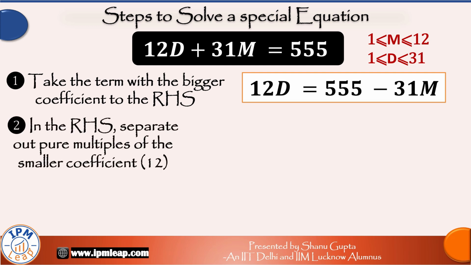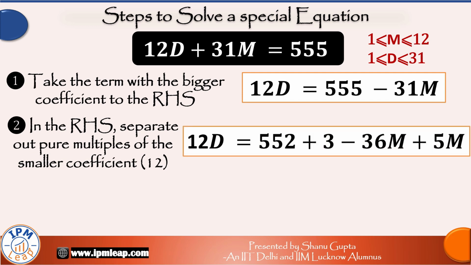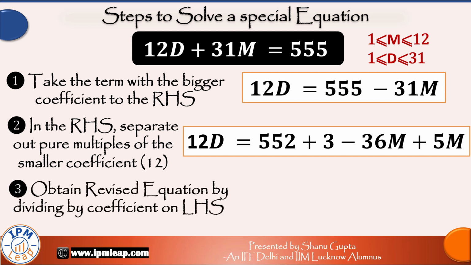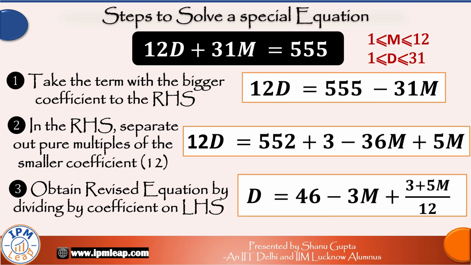Let's separate out pure multiples of 12 from the right hand side. You may divide 555 by 12 for this and you will get 3 as remainder. So 552 is the nearest multiple. We break down 555 into 552 + 3. And we write -31m as -36m + 5m because 36 is a multiple of 12. Once we have done this, the third step is to divide the whole equation by 12. So our revised equation is d = 46 - 3m + (3 + 5m)/12.